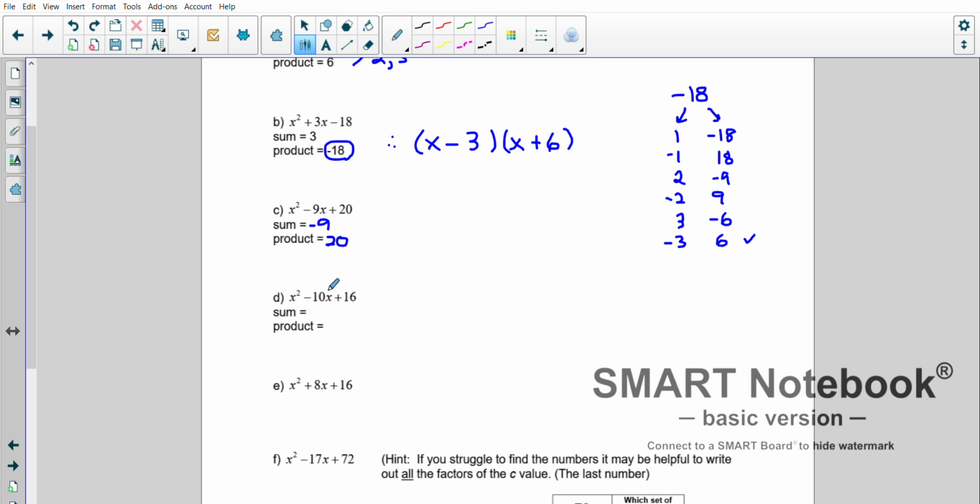So, two numbers that add up to negative 9 and multiply to 20. Well, I know the product is positive, so my numbers are either going to be two positive numbers or two negative numbers, because you can't get a positive product with one negative and one positive. Because my sum is negative, I'm looking for two negative numbers. So I know that negative 4 and negative 5 add up to negative 9, and when I multiply those, it multiplies to positive 20.